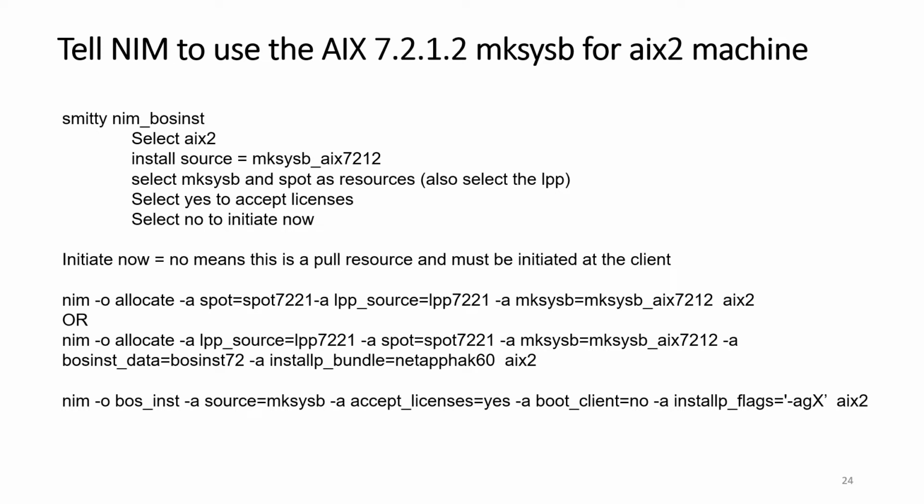So in this case here, we're now telling the AIX2 machine that it's going to do a mksysb install. I usually select the SPOT, the mksysb, and the LPP just in case there is something missing in the mksysb. And yes to accept licenses, but I always tell it not to initiate now. I prefer to boot the client into SMS mode and initiate it from there. I don't like to do a push, which is where I basically tell the client to do the install now. So it's personal taste. I just happen to prefer to do it as a pull.